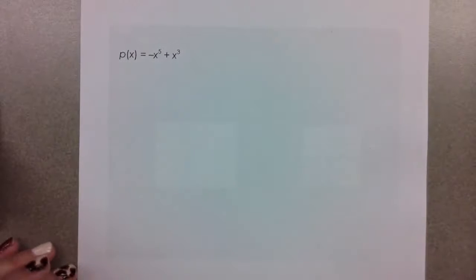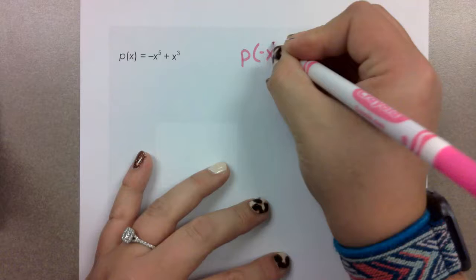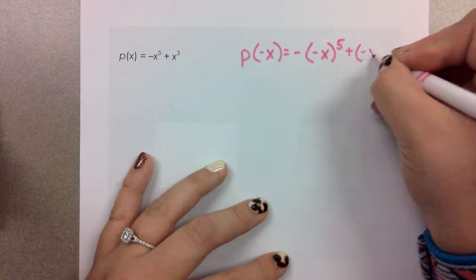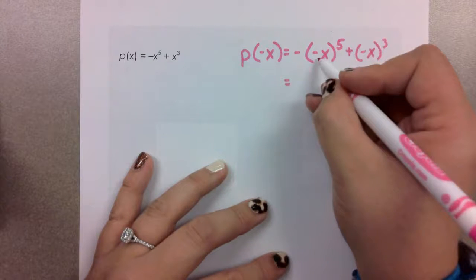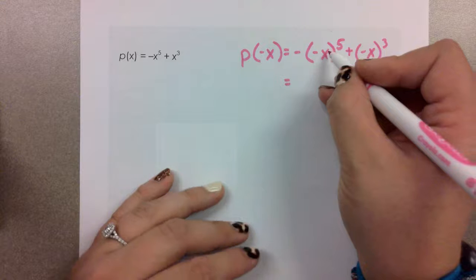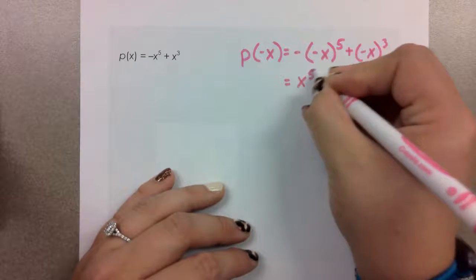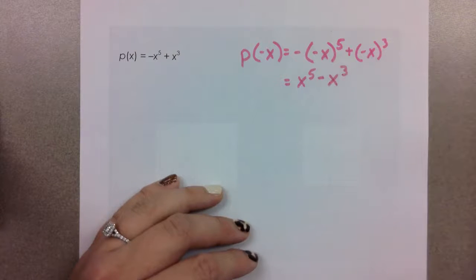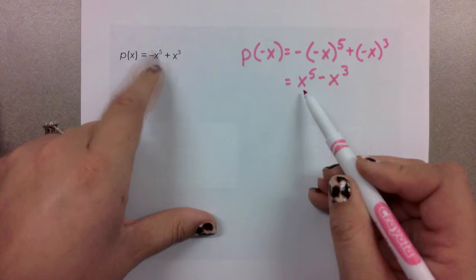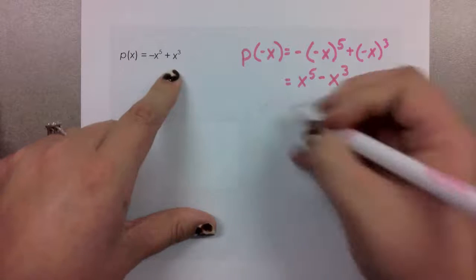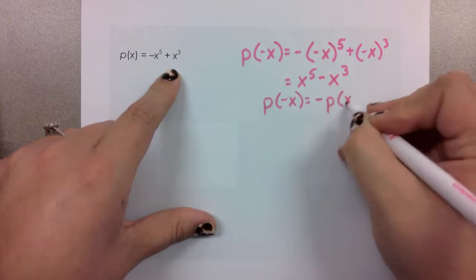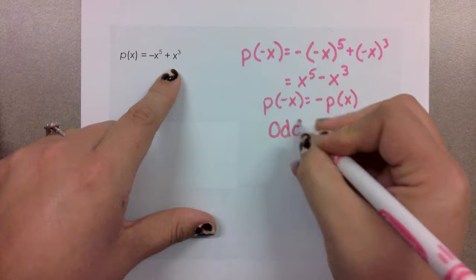And then we have p of x equals negative x to the 5th power plus x to the 3rd power. Let's see what p of negative x is. So plug in negative x. Well, negative x to the 5th power is negative x to the 5th. Double negative makes positive x to the 5th power. Negative x to the 3rd power is still negative, so I have minus x to the 3rd power. Notice that this is exactly the same as p of x, but all the signs are different. So that's when we'd say p of negative x equals negative p of x. This is an odd function.